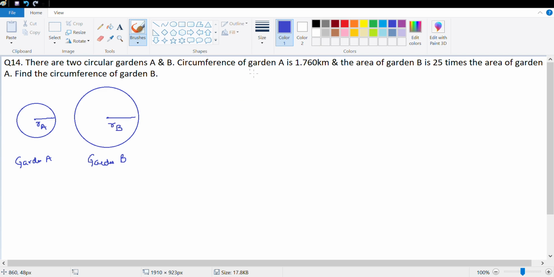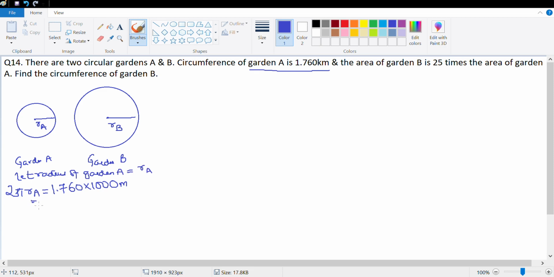Circumference of garden A is 1.760 kilometer. Okay. Let's just convert this into meter so that it becomes easier for us to calculate. So 2 pi RA is equal to 1.760 into 1000, converting kilometer into meter. That's what the first information is given, which is 2 pi RA is equal to 1760 meter. Let radius of garden A be RA.